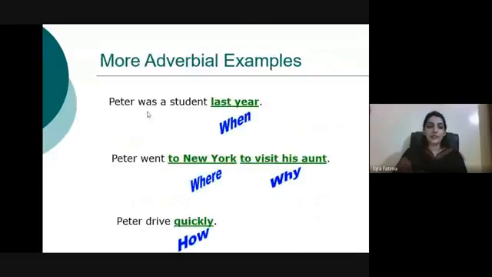Now you can see these examples. Peter was a student last year. Peter is the subject. Was is the verb. A student is a complement about Peter. Peter was what? A student. This is a noun, so it's a complement. Last year: when? It's adverbial. So in one sentence, there could be an object, a complement, and an adverbial. But there are three basic structures, the simplest structures by which we can say that this is a complete sentence.